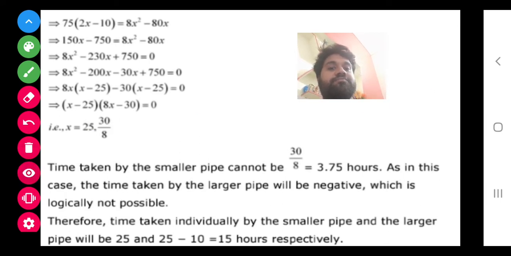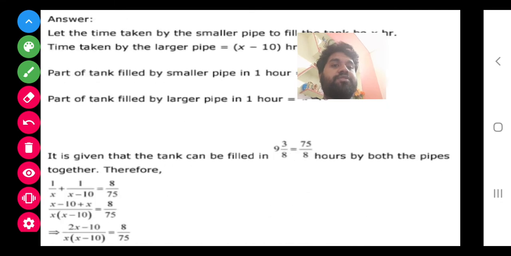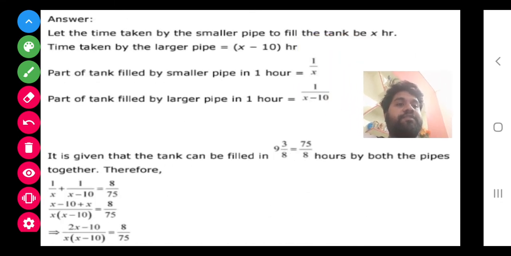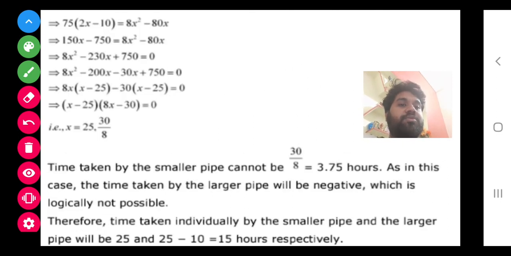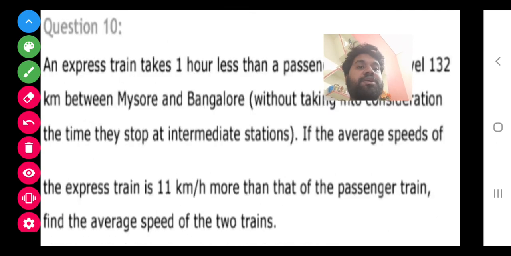That's all for this class. You watch this video again and again, then only you will understand this concept. The way of writing is also different. You can see the different way of writing: time taken, then part of the tank. So in this way only you have to write. There is no other way to solve this question.